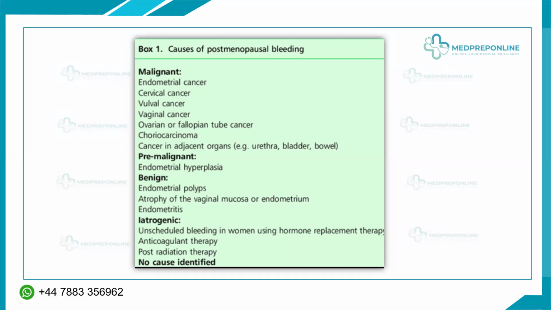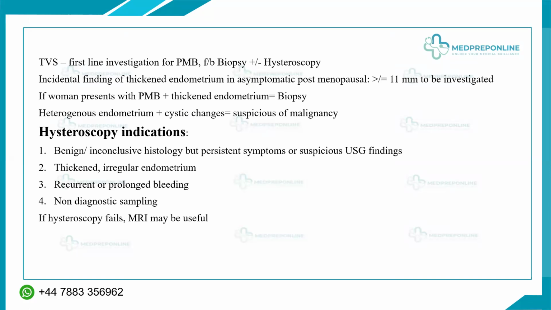Malignancy could be any and all of the genital cancers. Pre-malignant changes like endometrial hyperplasia, like we just discussed, as well as iatrogenic causes if the patient is on hormone replacement therapy, anticoagulant therapy, or post-radiation. So whenever you have a patient presenting with postmenopausal bleeding, transvaginal sonography is the first investigation, followed by biopsy, and you may or may not have to do a hysteroscopy depending on the indication.